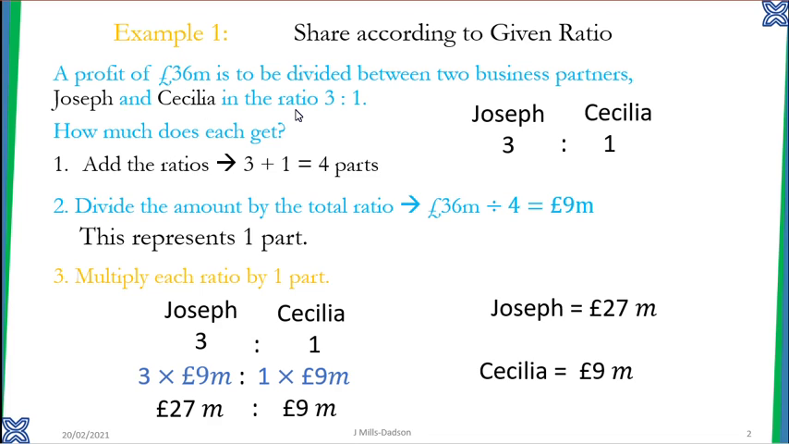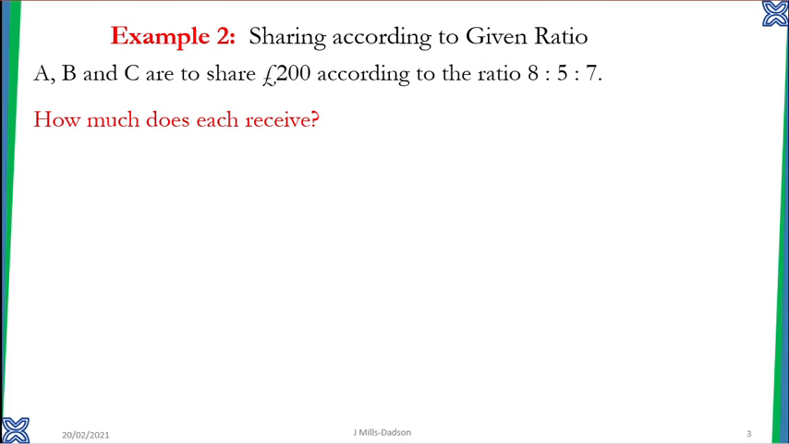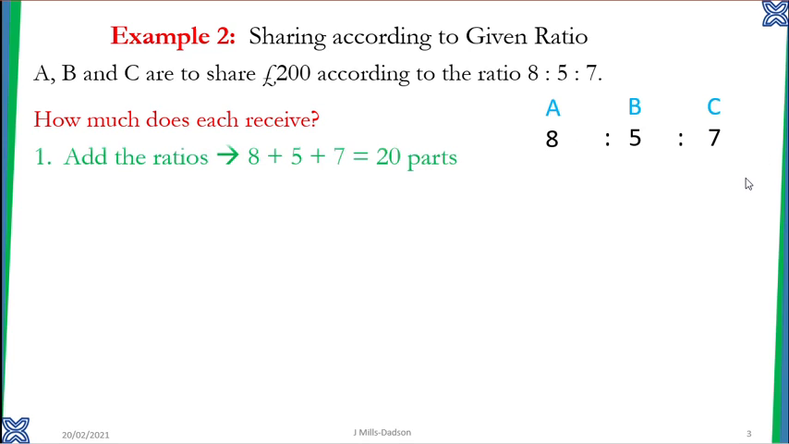Let's look at sharing among 3 people. So A, B, C are to share 200 according to the ratio 8:5:7. We need to work out how much each will receive. So the same steps, A, B, and C, and we'll write out the ratio 8:5:7. So A receives 8 parts, B 5 parts, and C 7 parts. Let's work out the total parts. By adding, we get 20 parts.